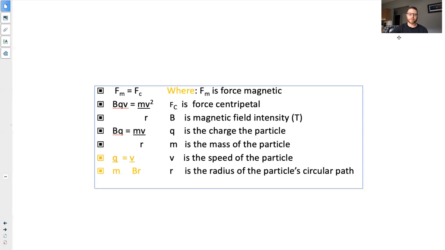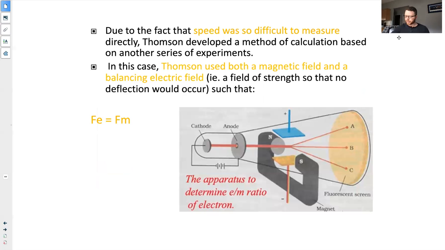This is just in summary what we just derived. From the motor force causing the centripetal force, he was able to arrange these formulas for the charge to mass ratio to equal the speed of the particle divided by the magnetic field intensity multiplied by the radius. This is his second experiment. As I mentioned, speed was so difficult to measure directly, so he developed a method of calculation based on another series of experiments.